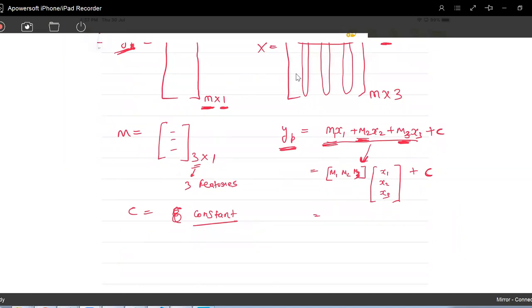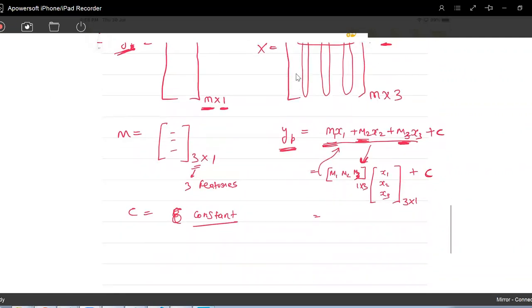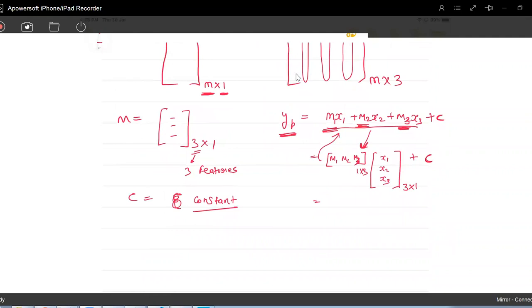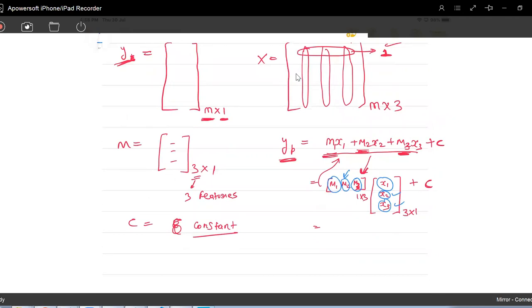Tell me what will be the multiplication of these two matrices? What is the dimension of this matrix, m1, m2, m3? 1 cross 3. And this one? 3 cross 1. Now if you multiply these two matrices, what will be the output? m1 x1 plus m2 x2 plus m3 x3. If you understand matrix multiplication, you can easily see what we do: we take the first column and first row, multiply, then second column, second row, multiply, third column, third row, multiply, and add all the sums.